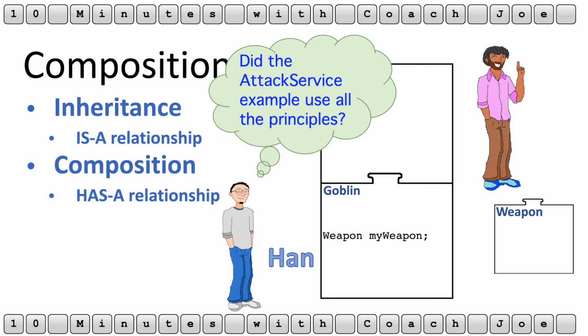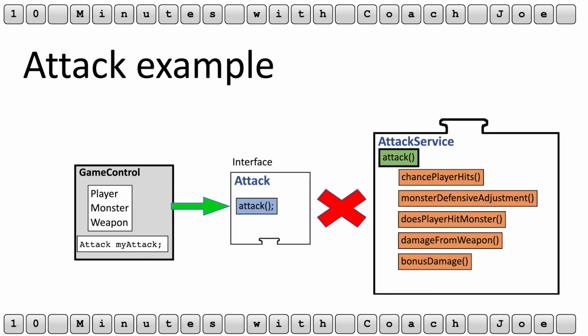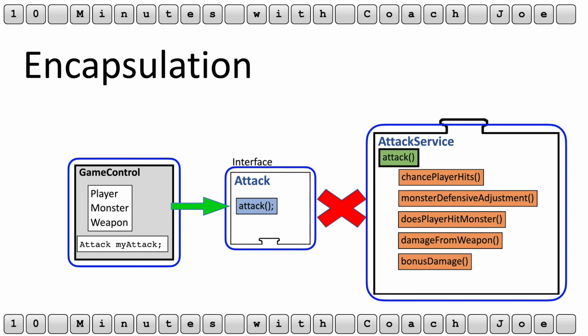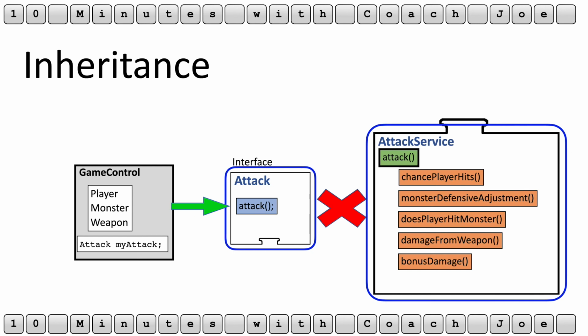Correct. The attack example used all four principles along with composition. Here is the final result of the game control class calling the attack method from the attack service. Encapsulation was used in the game control class, attack interface, and attack service. Each class is following the rules of encapsulation. It does one thing. Inheritance was used to connect the attack interface and the attack service together.